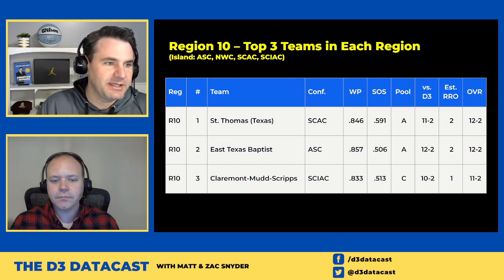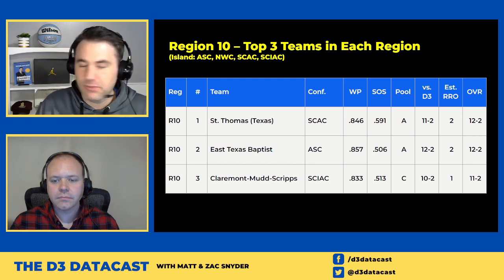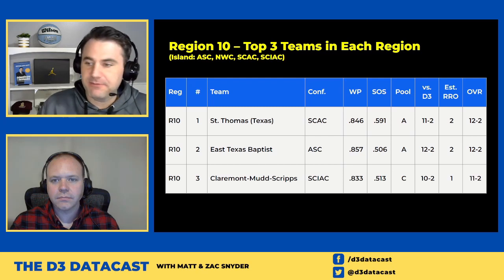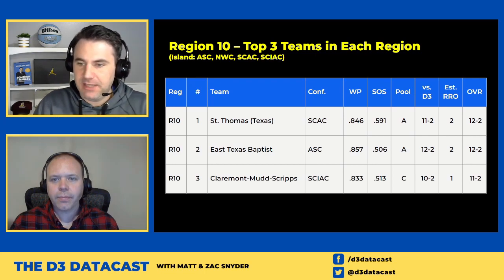And it's also an interesting comparison between winning percentages. I think Claremont-Mudd-Scripps at least has a better winning percentage than, say, Mary Hardin-Baylor, who's a .714 right now. But then you're talking about a .513 SOS for Claremont-Mudd-Scripps versus a .577 strength of schedule for Mary Hardin-Baylor. So you'd have to play that juggle game.